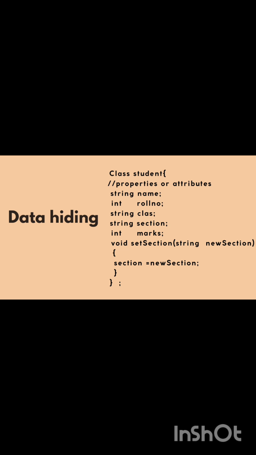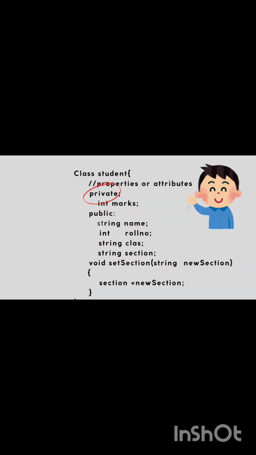So we use an access modifier here. The access modifier we will be using is private. So here we declare the variable marks, the attribute marks, as private. This means that it can only be used by the class student. No other class can use it. All data after marks is kept public and can be used by other classes.